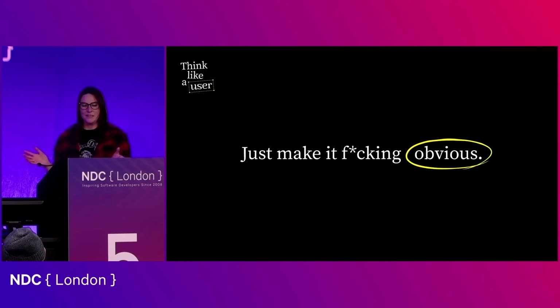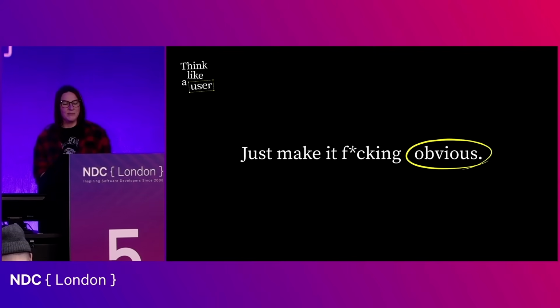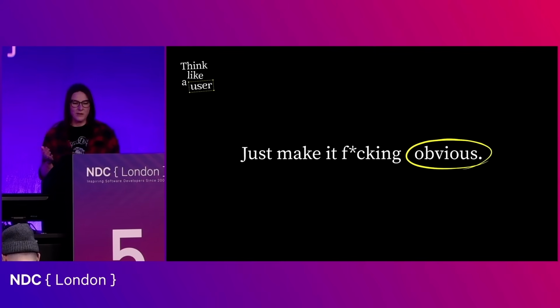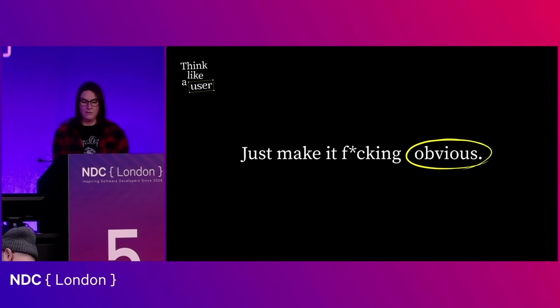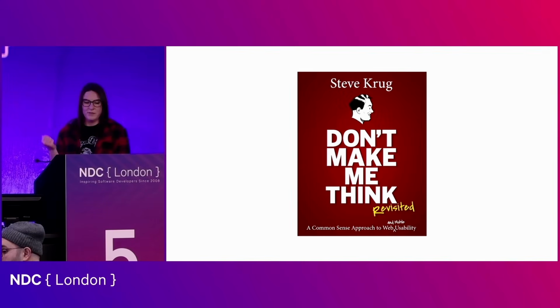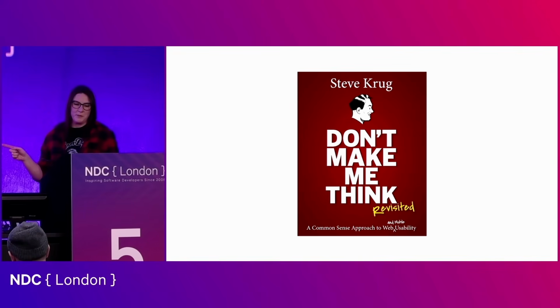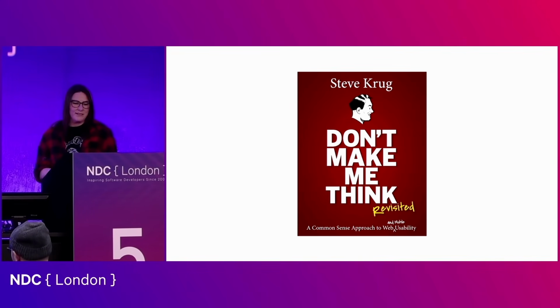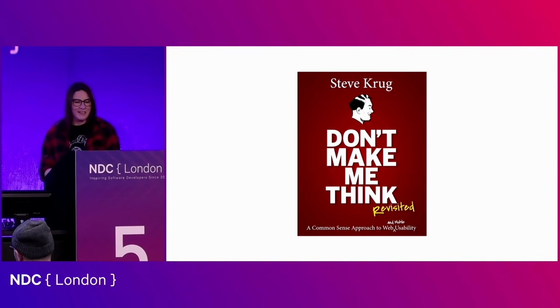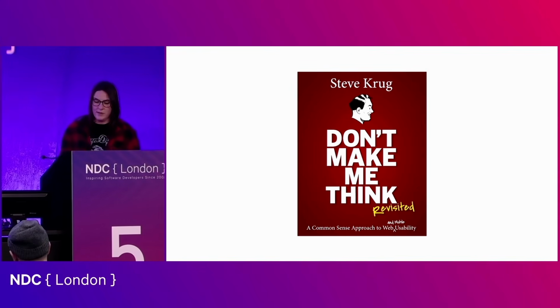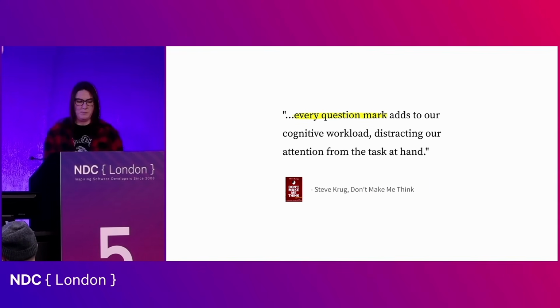So, next fundamental need from a user, just make it obvious. We touched on that cognitive load in the previous section. It's a very important part of UX to reduce decision-making for users. If you're looking for some further reading material on UX design, this is my UX Bible. Don't Make Me Think by Steve Krug. Essentially, it's another way of saying, just make it obvious. And Steve makes some great points around the cognitive load aspect.